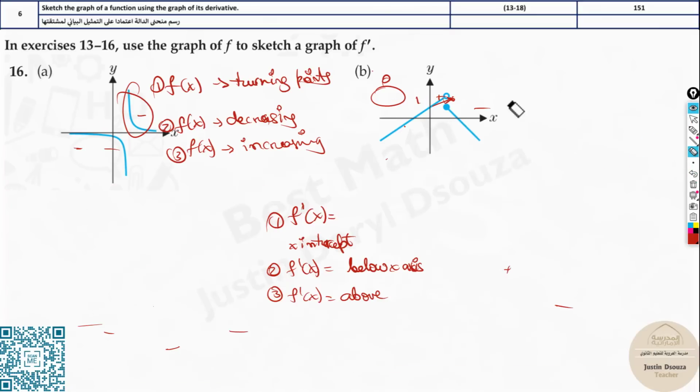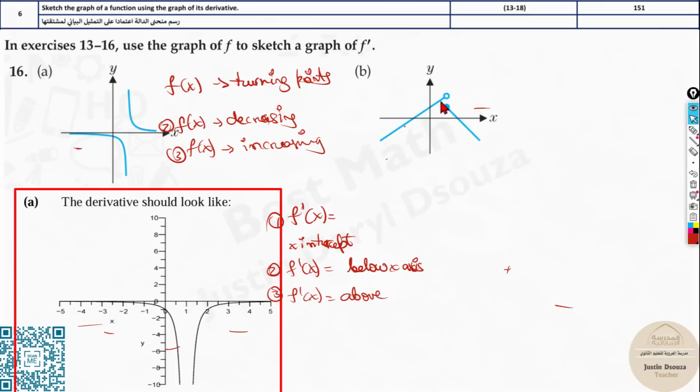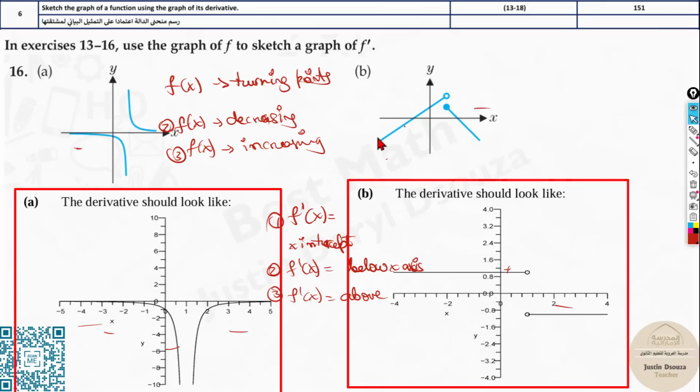Now what about these two graphs? Same thing again. You can see here there's no turning point here. There's no turning point here, but it'll be two straight lines at the right. Why? Because you can see this one is increasing, so it's above.